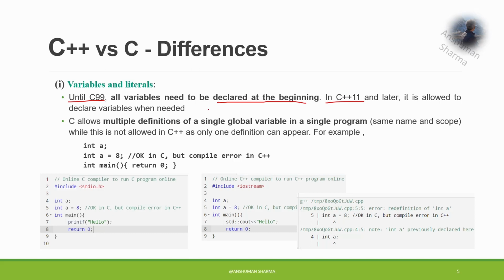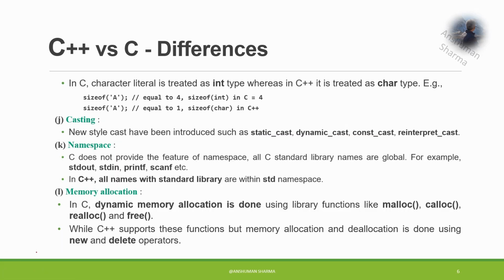Now, C allows multiple definitions of a single global variable in a single program. As you can see, int a and int a is equal to 8 are okay in C. In the code I have shown here, these are two global variables, one just declared and one having a value, and they are treated as one. But if you try the same in C++, it will generate an error, as only one definition can appear in a code. So this is one of the key distinguishing features.